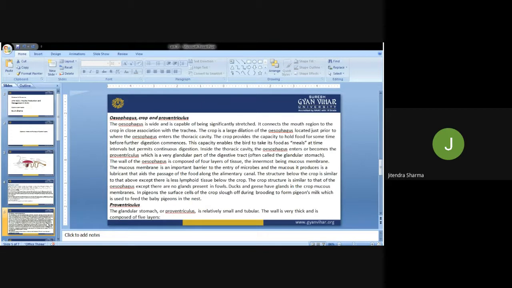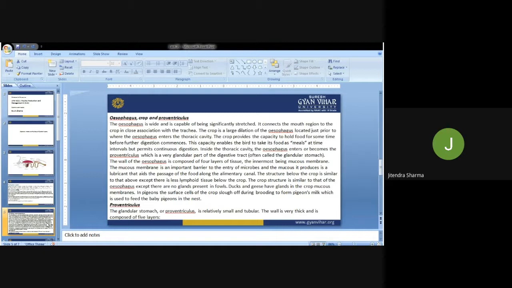Then the esophagus, crop, and proventriculus. The esophagus is wide and capable of being significantly stretched. It connects the mouth region to the crop, in close association with the trachea. The crop is a large dilation of the esophagus located just prior to where the esophagus enters the thoracic cavity. The crop provides the capacity to hold the food immediately, whatever the birds consume through the beak. Ultimately, it is stored for a moment in the crop.